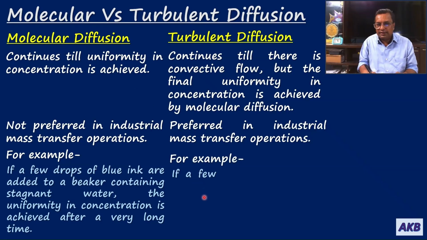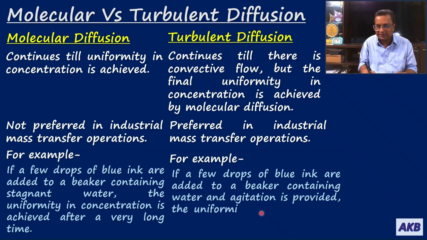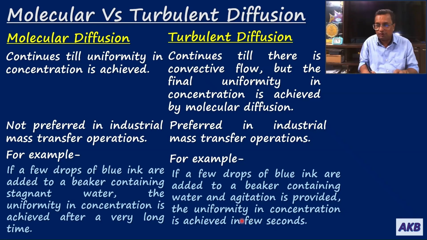Now, if you add a few drops of blue ink to a beaker containing water, and if you agitate it, what happens? The uniformity in color will be achieved in a few seconds. In case of molecular diffusion, it will take years to achieve the final uniformity. But in case of turbulent diffusion, uniformity will be achieved within a few seconds. So this is how you can compare molecular diffusion with turbulent diffusion.